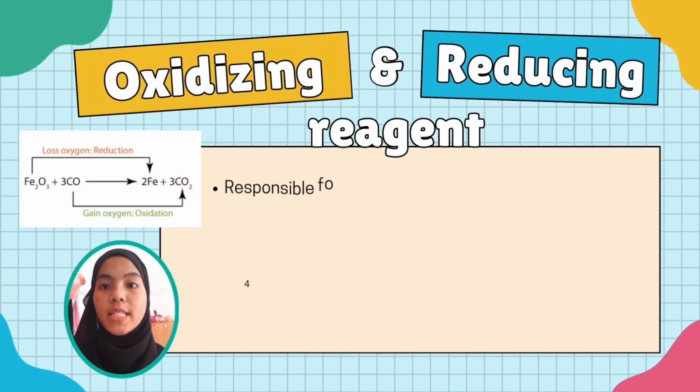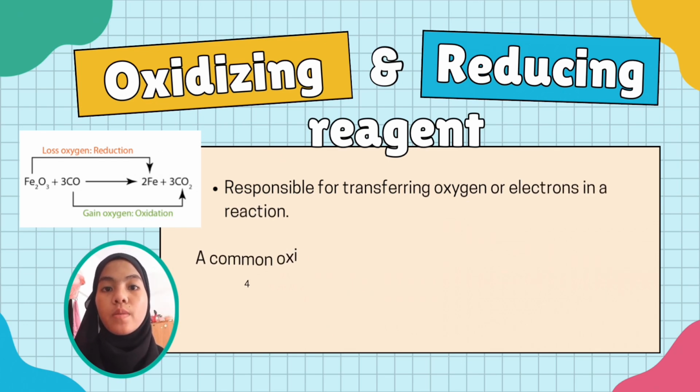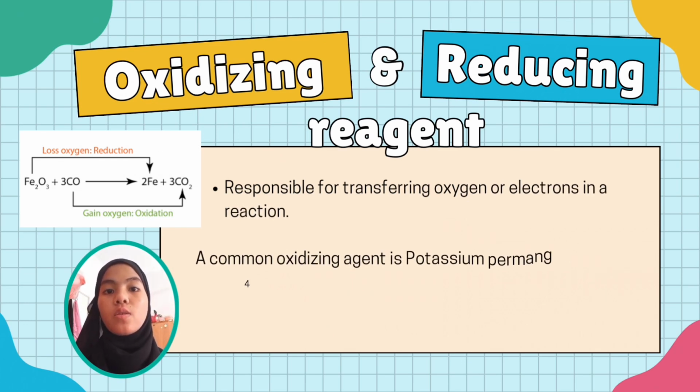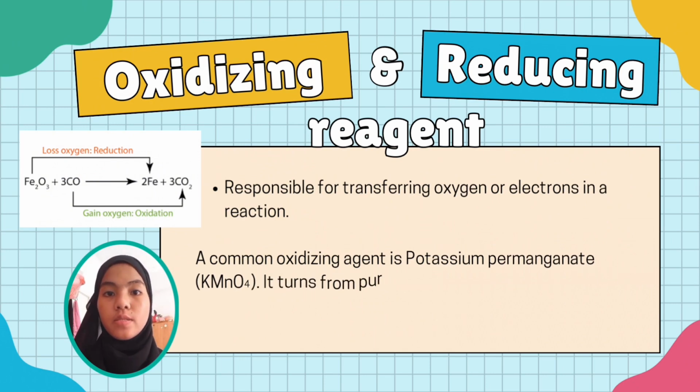Lastly, we have oxidizing and reducing reagents. These reagents are responsible for transferring oxygen or electrons in a reaction. A very common oxidizing agent is potassium permanganate. It turns from purple to colorless when it reacts.